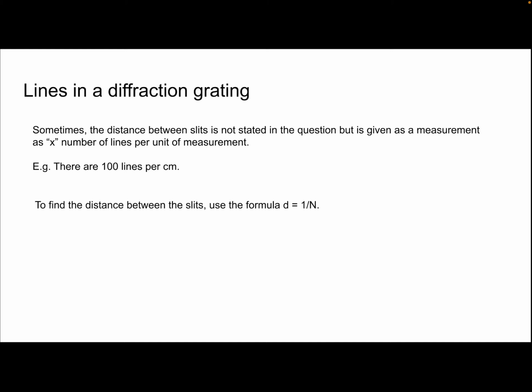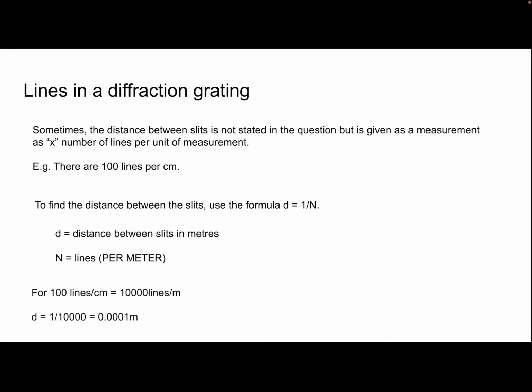In order to do that, we can use the formula d equals 1 over n. d is the distance between the slits in meters, that's what we're trying to find, and n is the number of lines per meter. That's very important because our distance is measured in meters. Therefore, our number of lines must be per meter as well, or else our units are not going to be correct, and we're going to get the incorrect value for d.